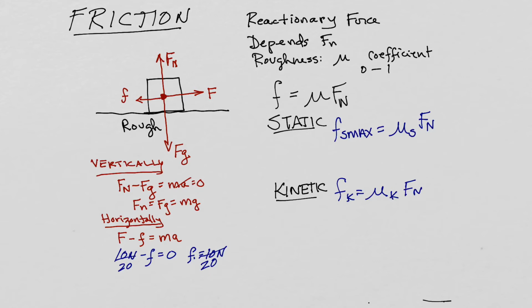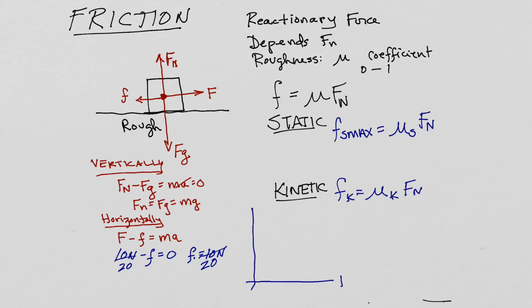Okay. So by doing this, we need to keep track of a situation for whether it's sitting still or moving. Now, mu s is a number between 0 and 1. Mu k is also a number between 0 and 1, and it would be a smaller number in most all cases.